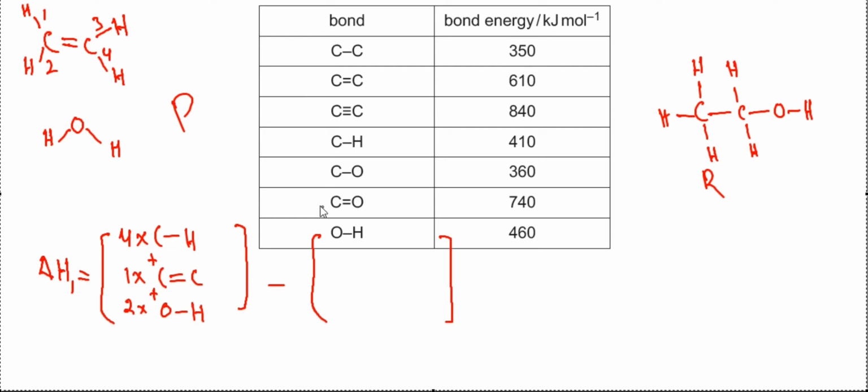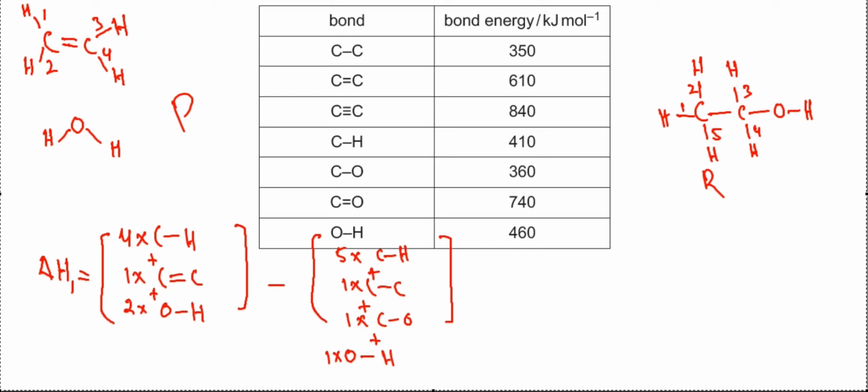Now on the product side we have carbon to hydrogen bonds, this is 1, 2, 3, 4 and 5. So there are 5 carbon to hydrogen bonds, plus we have a carbon to carbon single bond, which is 1 time, plus we have 1 carbon to oxygen single bond, and finally we have an oxygen to hydrogen single bond, which is 1 as well.